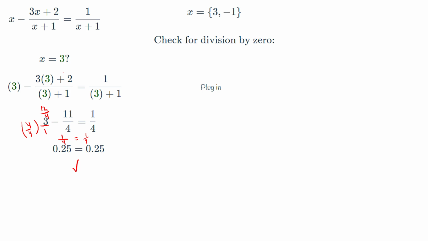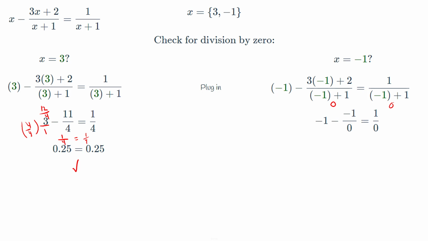Now let's check on the -1. So we take our -1 for the x value, plug it into the original equation, and I already see a little bit of a problem here. If you look at the denominator, if we put in -1 plus 1, that's going to give us a 0 on both of these. So that's not going to be good. We can't divide by 0. So we're going to reject the -1, and our final answer will be 3.